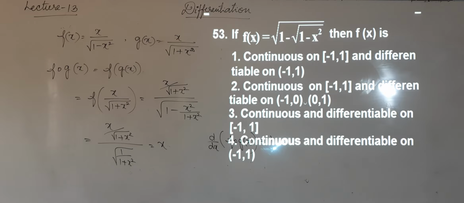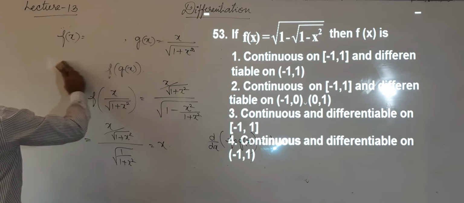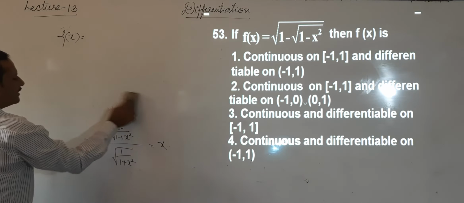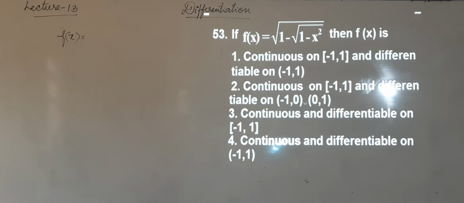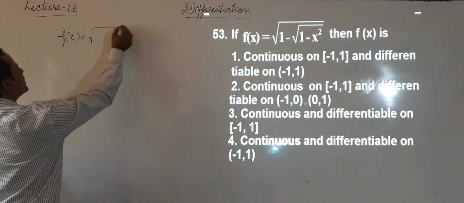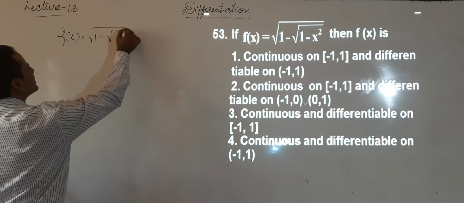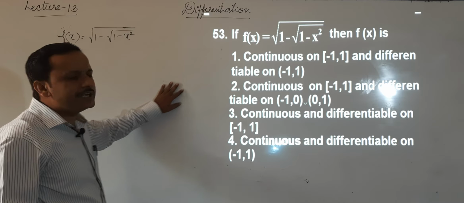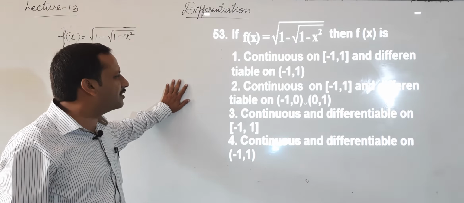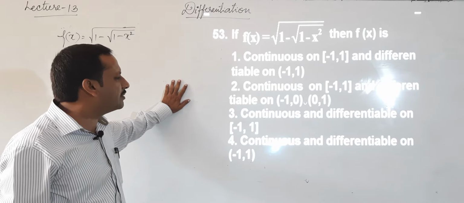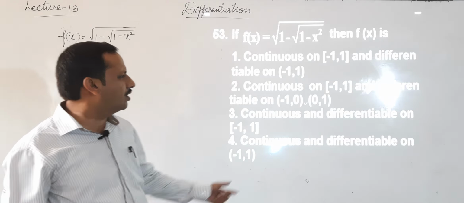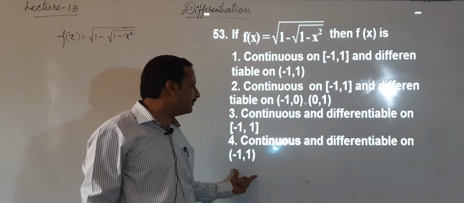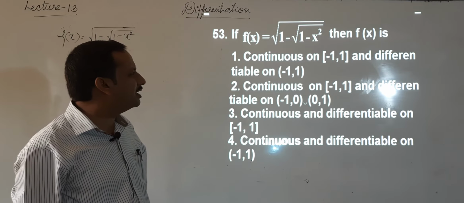Then, 53rd question. F of x is equal to square root of 1 minus root of 1 minus x square. Then what is f of x? Continuous on closed interval minus 1 to 1 and differentiable on open interval minus 1 to 1. Continuous on closed interval minus 1 to 1 and differentiable on minus 1 to 0, union 0 to 1. Continuous and differentiable on closed interval minus 1 to 1. Continuous and differentiable on open interval minus 1 to 1.